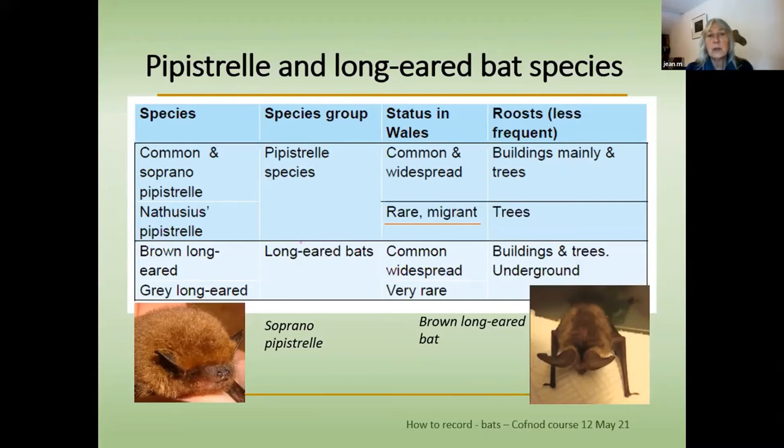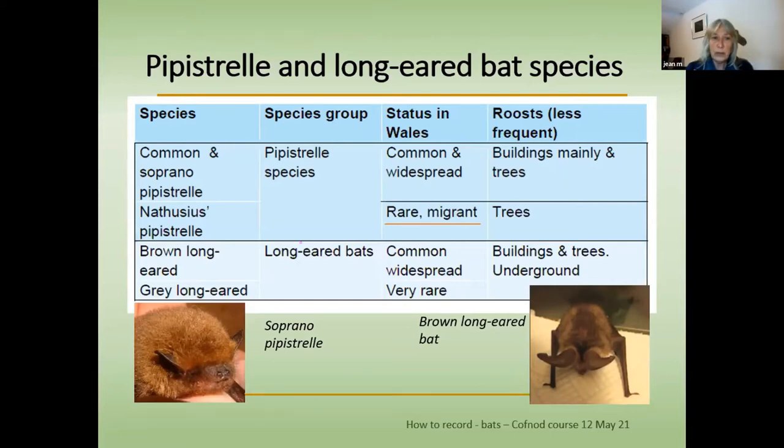The Nathusius' pipistrelle we have a few odd records of, and we don't really know its status in Wales. It's common in Ireland, and more common in some parts of England, and it possibly migrates across North Wales between the two. It's a long distance migrant on the continent and to South East England, but we still don't know that much about it here.